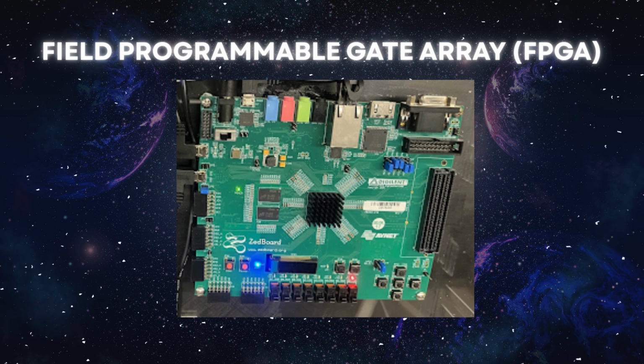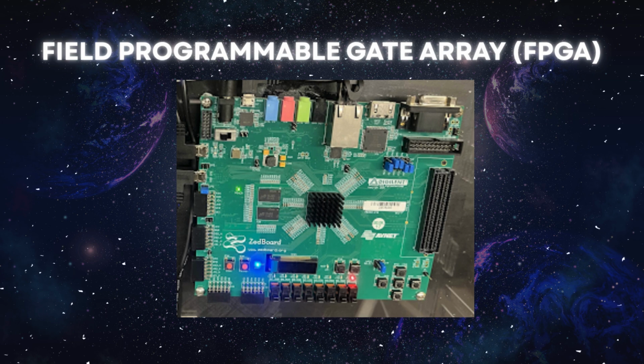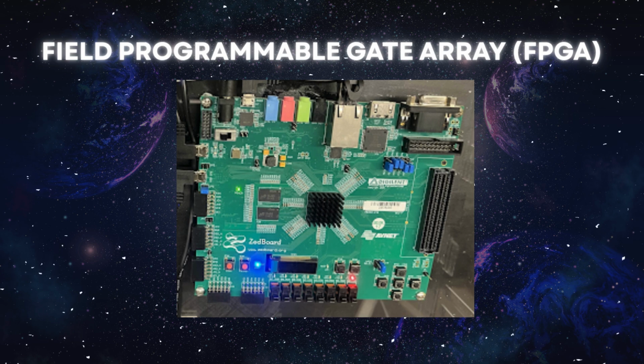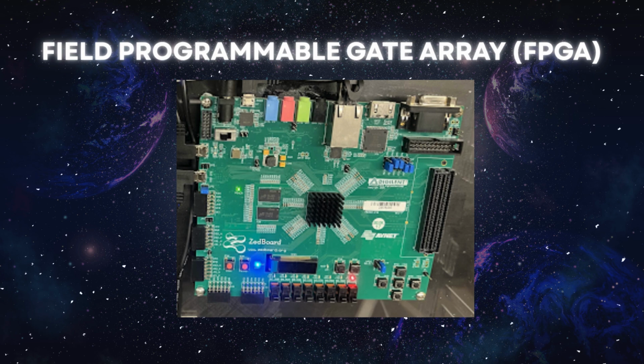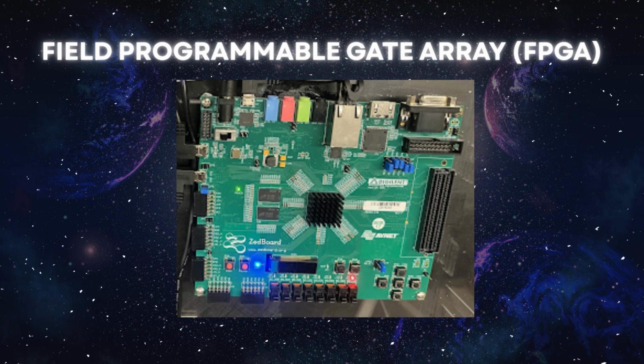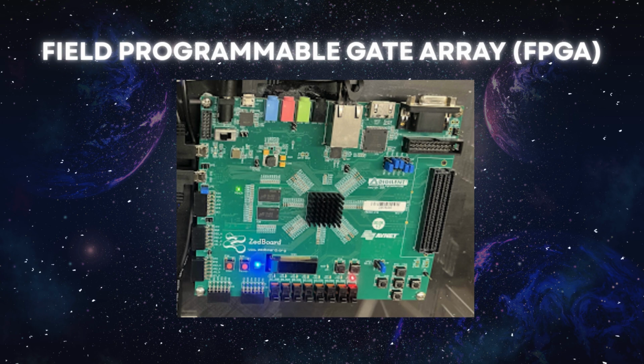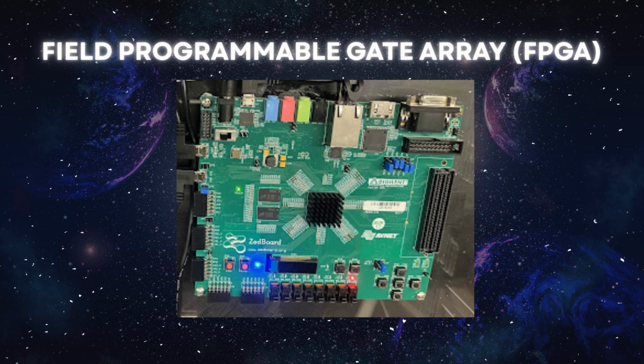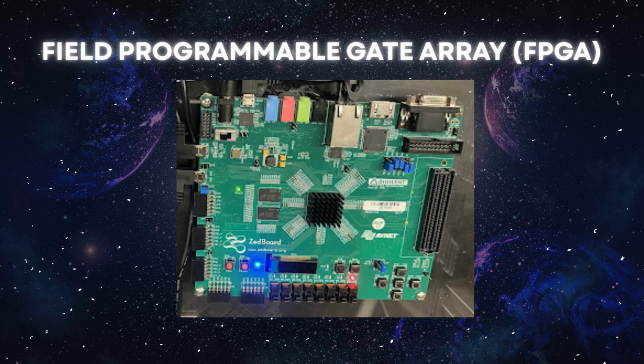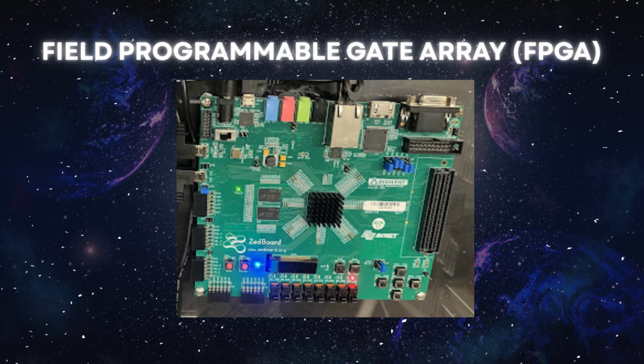FPGAs can perform massive parallel signal processing, mixing, filtering, channelizing, and tracking thousands of resonators simultaneously with nanosecond timing. This real-time capability is essential. Without it, we wouldn't reliably extract the photon information needed for the science.